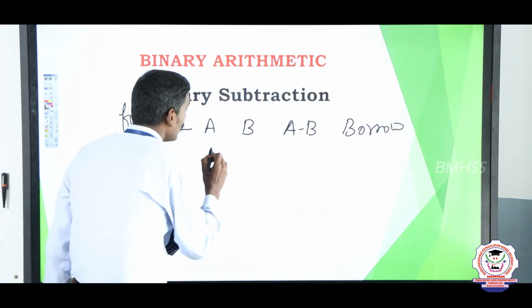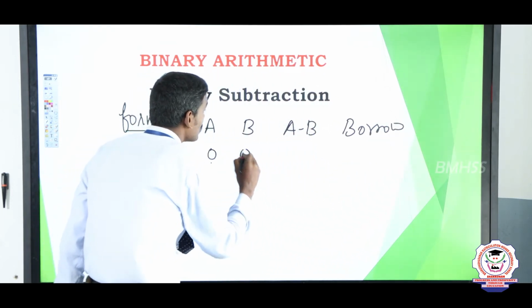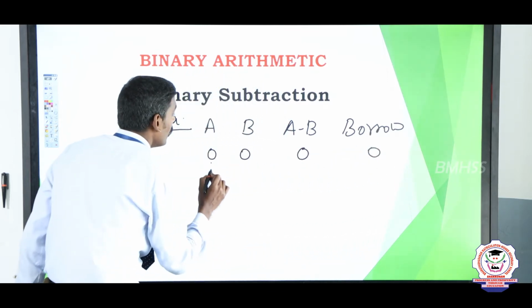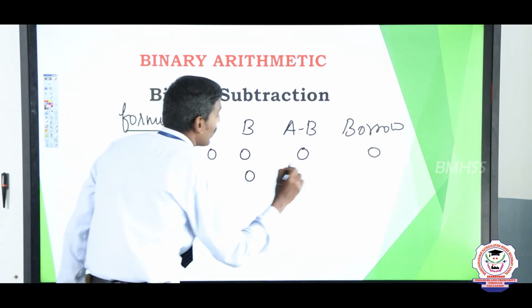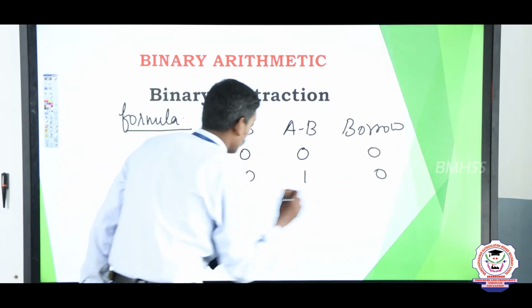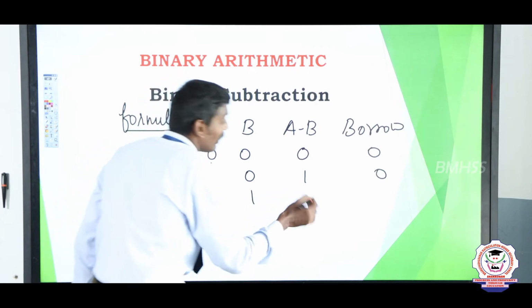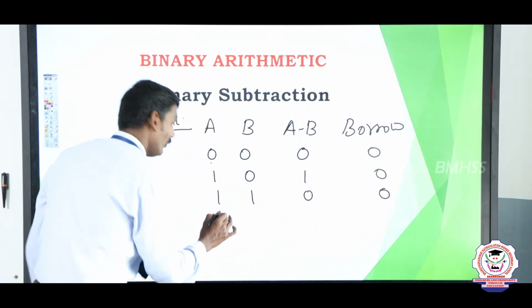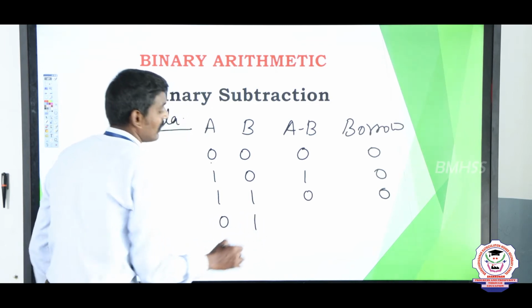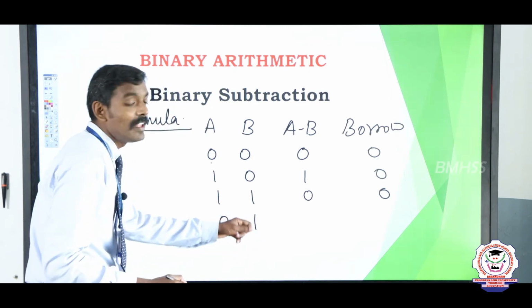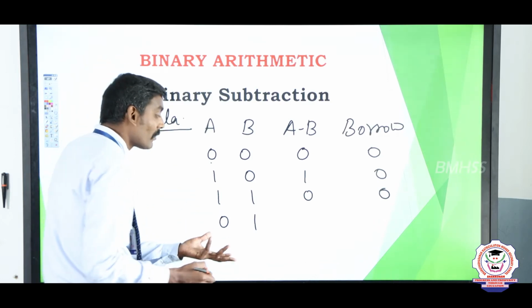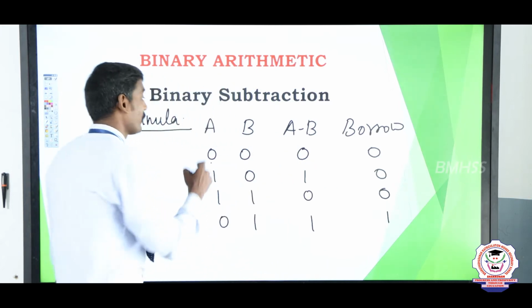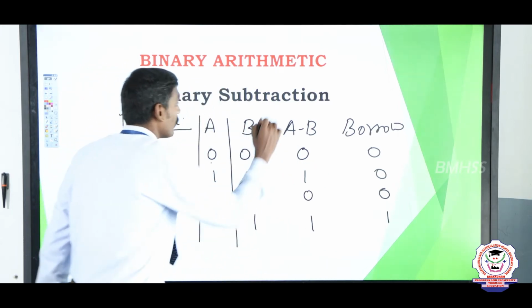Here 0 minus 0, we get an answer of 0. There is no borrow. And 1 minus 0, we get an answer of 1, no borrow. Here 1 minus 1, we get an answer of 0. Here also no borrow. But 0 minus 1: 0 is the smallest number, 1 is the biggest number. We borrow from the nearest bit.